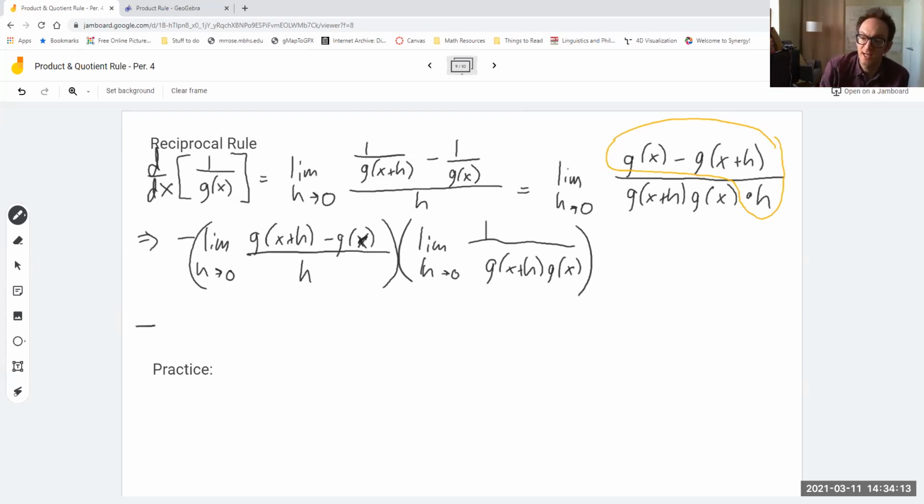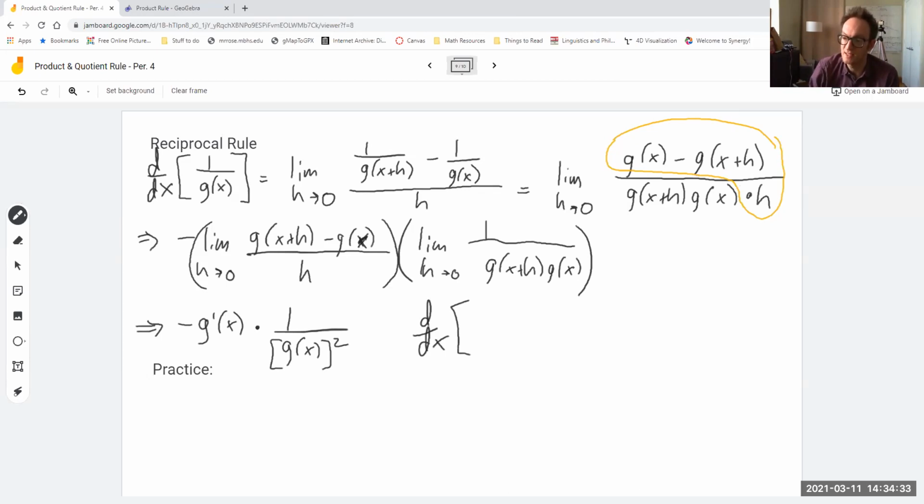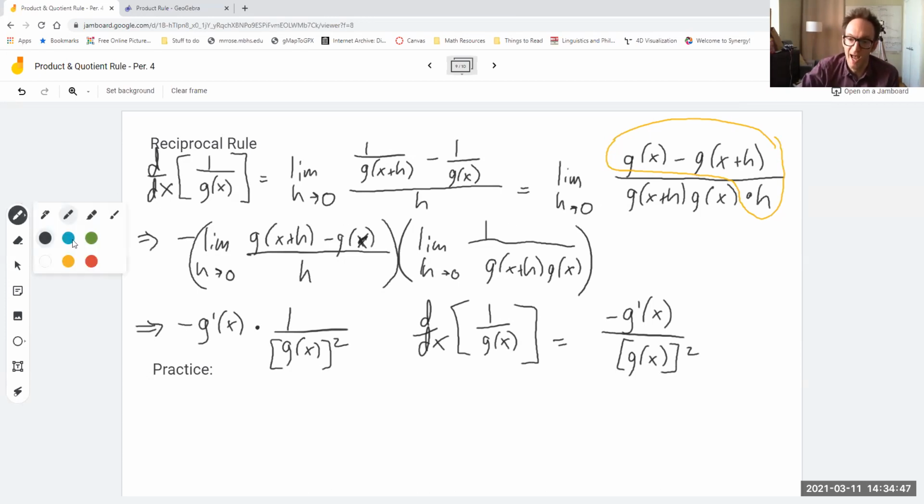Okay, so what is this? It's negative g prime times 1 over, that's like a g and another g, so 1 over g of x squared. All right, so here it is. The reciprocal rule says that the derivative of 1 over a known function is the opposite of the derivative of that known function over the square of that known function.